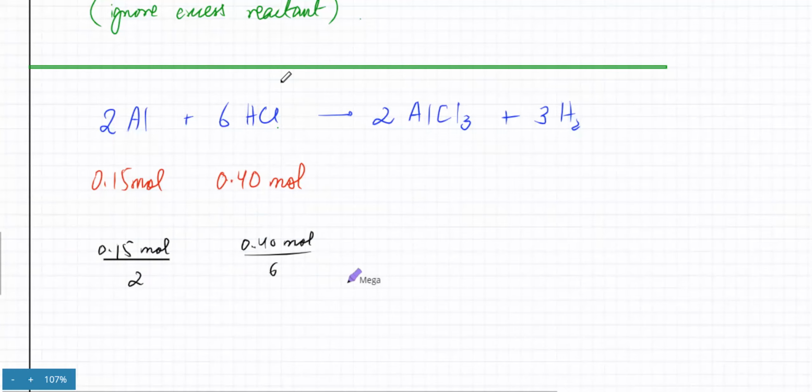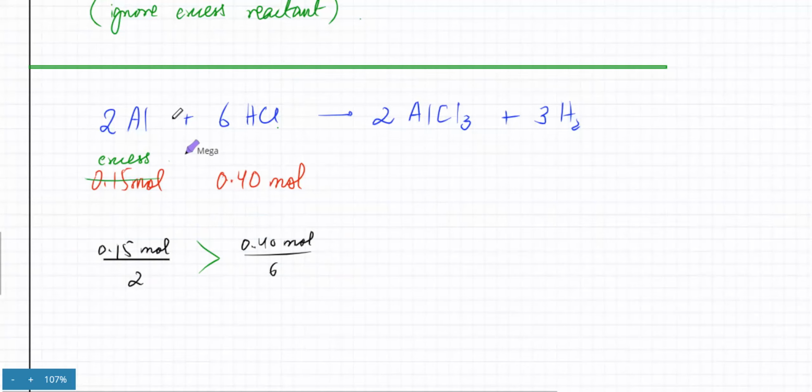0.15 divided by 2. So it's the bigger value, right? That means this is the one that's in excess. Okay, this is what we found out, right? Yep. So remember these shortcuts.